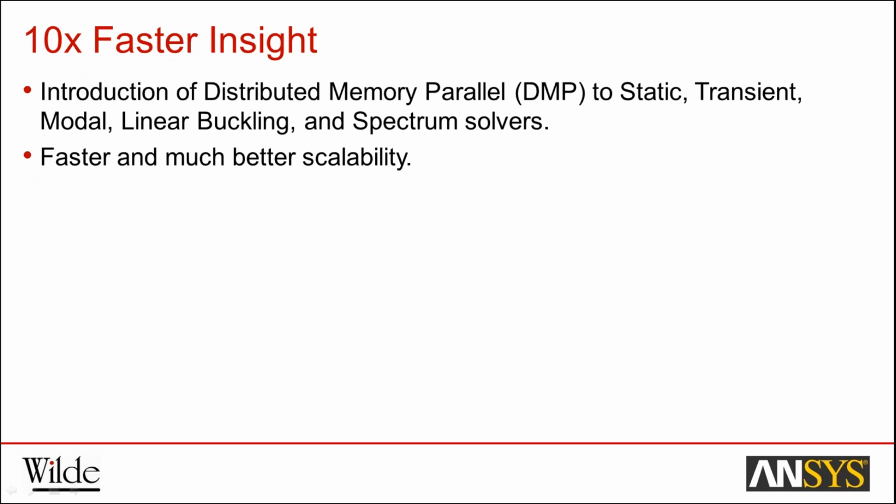So the main reason that version 17 is faster than previous versions is the introduction of what's called distributed memory parallel. This really is just a change to how the software shares memory between each CPU core, and it results in a faster solution and also much better scalability than previous releases.